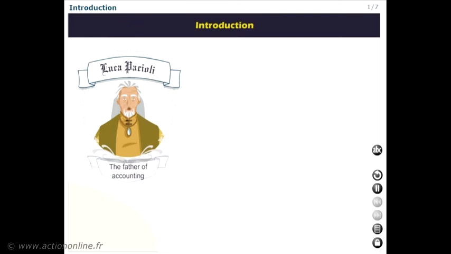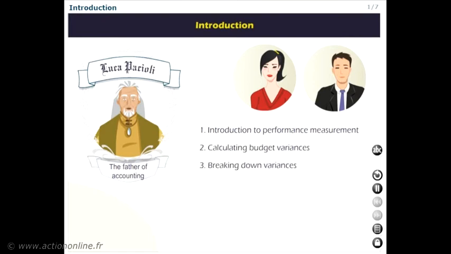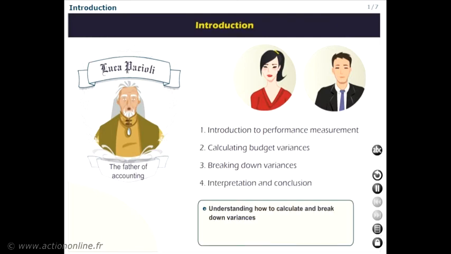In this module, you will follow Sophie, a management controller, and Julian, a newly promoted product line manager who works for a company called Kim B. They will introduce you to performance measurement, variance calculation, the breakdown of variances, and will finish with a summary conclusion. At the end of this course, you will understand how to calculate and break down variances, and you will have had your first encounter with one of the core performance management tools.